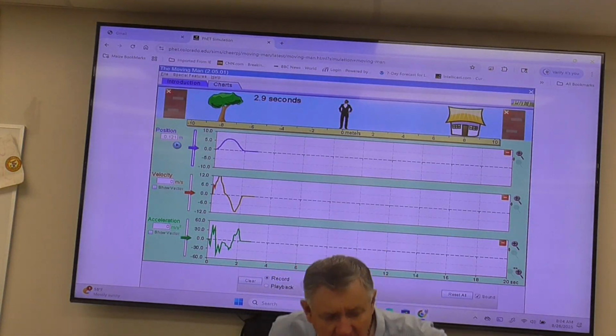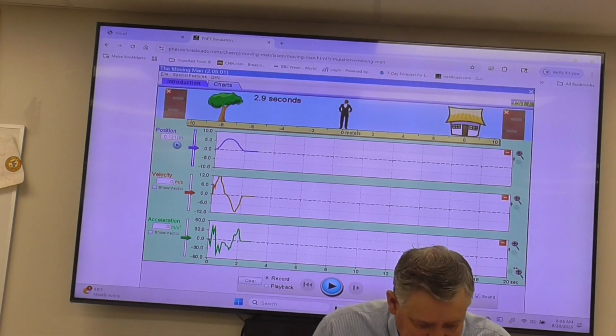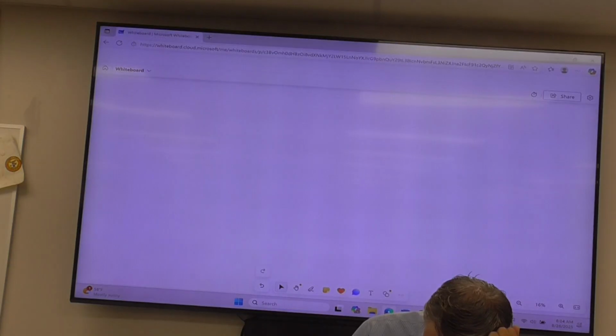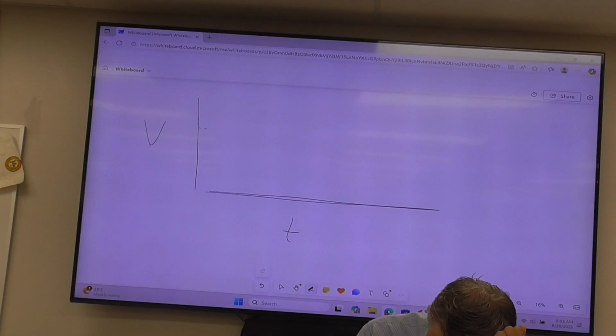Okay, so here's the next leap of faith that you got to take. Up to this point in your lives, when you've talked about area, and this is going to be relevant to some questions on your assignment, let's say that you have a velocity time graph, and let's say that's 5 meters per second, and let's say that is 4 seconds. Okay.